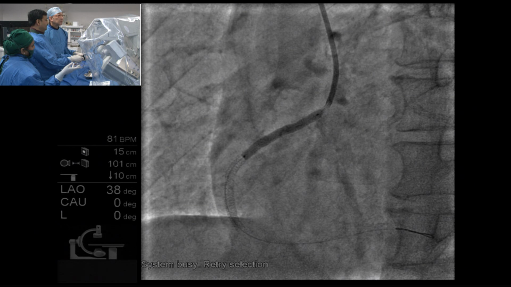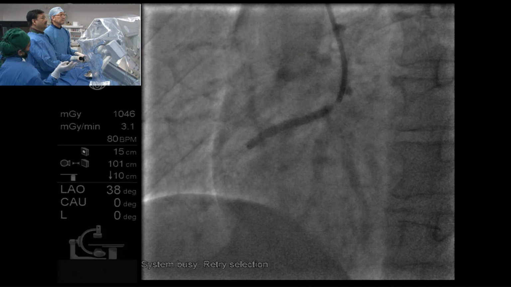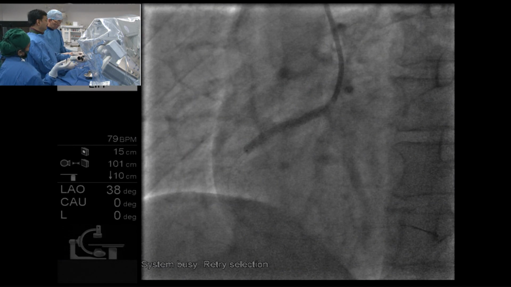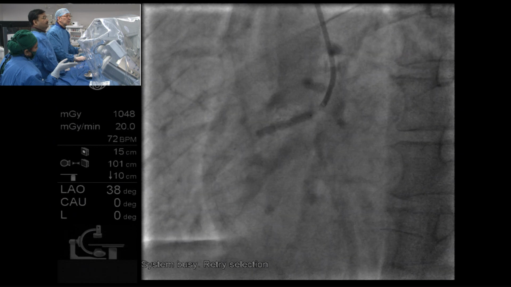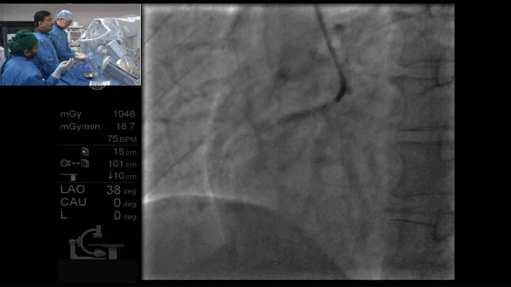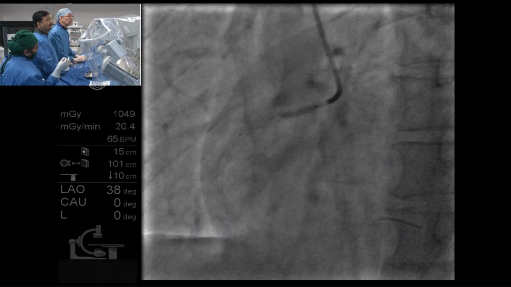Sure. For electives, we generally use 6 months in the UK, but then we also use the DAPT score. And in patients where we feel that the DAPT score suggests that there may be a benefit, then you can prolong your DAPT for longer than a year even.